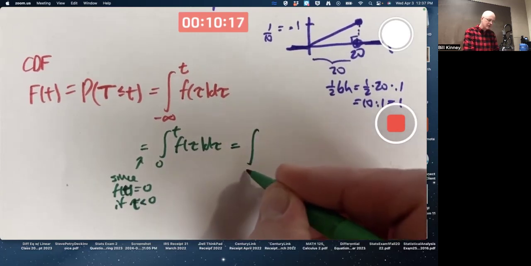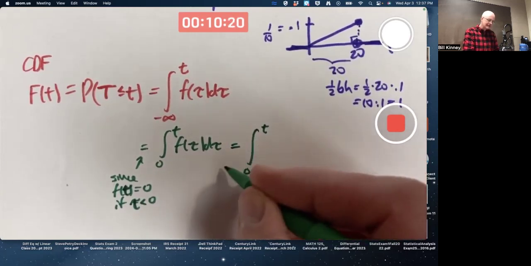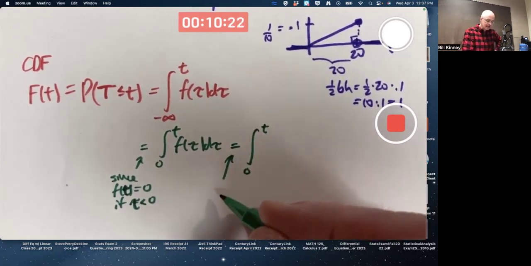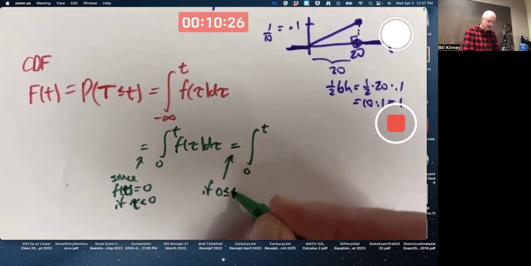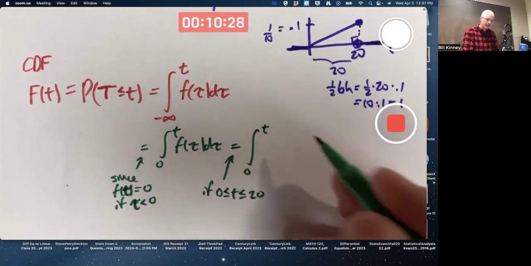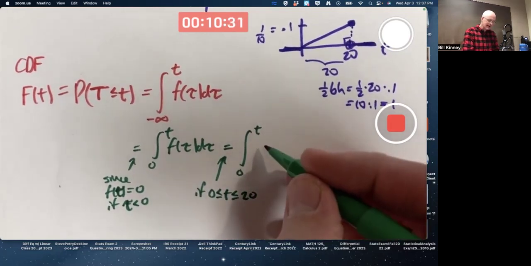And if I also assume tau is, or t is less than 20, or I'll say between 0 and 20, and there I do mean a t for that upper limit instead of the tau, I can replace f of tau with tau over 200.